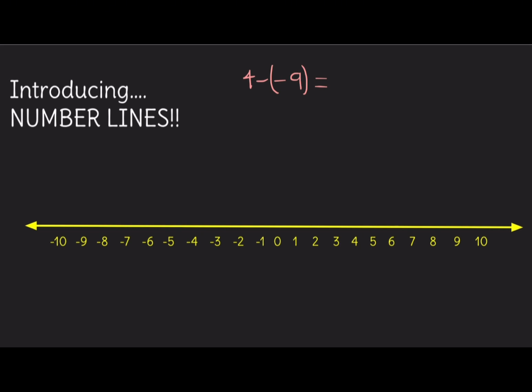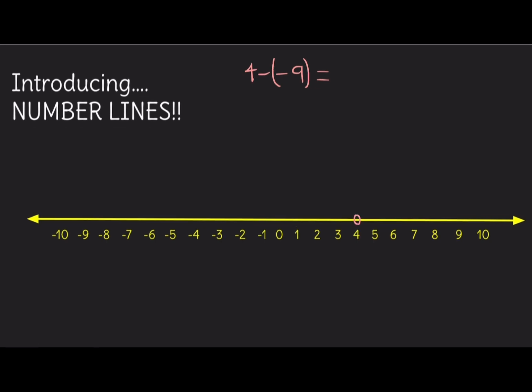So what ends up happening is there are two ways to think about this. The first way is that we can go to our number line. We're going to be starting with our 4 right here. Now, this symbol is telling us to jump this way. Okay, we're going to be subtracting.